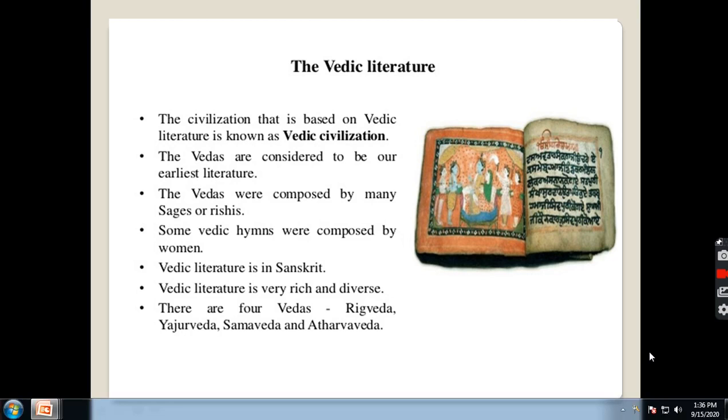Vedic literature is considered as the earliest literature. In the Vedic literature, the Vedas were composed by many sages or rishis, and there were many Vedic hymns which were composed by women. Vedic literature is in the form of Sanskrit. In the Vedic literature, there are four Vedas. The first is the Rig Veda, second Yajur Veda, third Samaveda, and the fourth one is Atharva Veda. Now we will see some points about this.